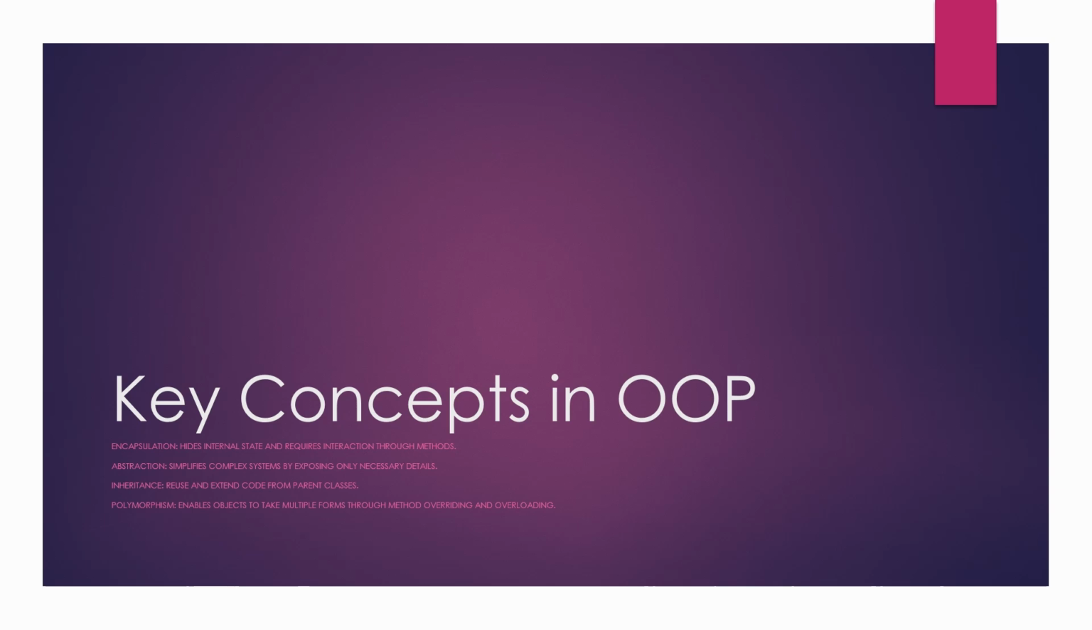Abstraction simplifies complex systems by hiding unnecessary details and exposing only essential features. Inheritance allows us to create new classes that reuse the properties and methods of existing ones, promoting code reuse. And polymorphism enables objects to take on different forms, making your code more flexible and dynamic.